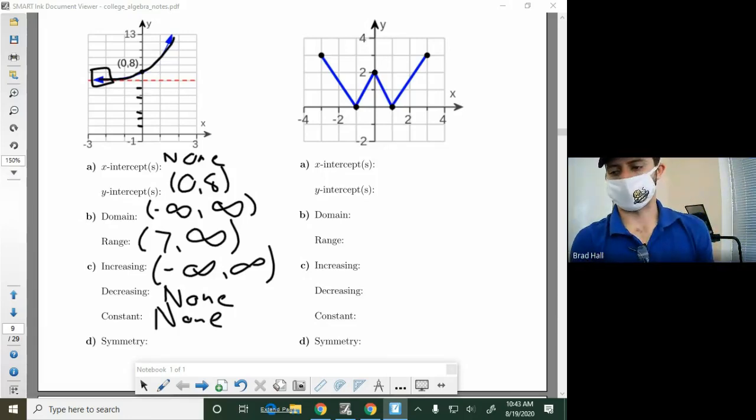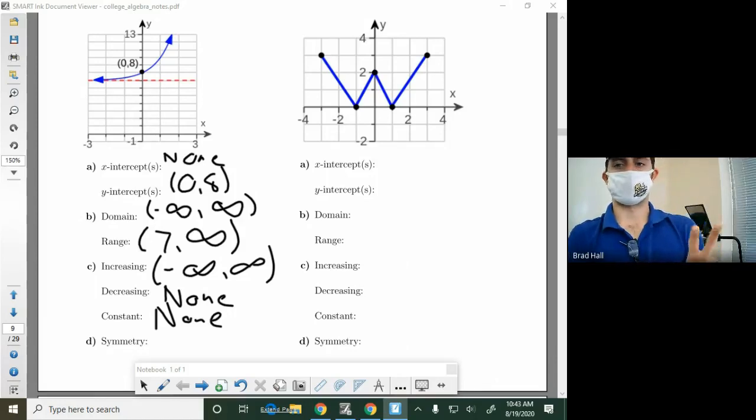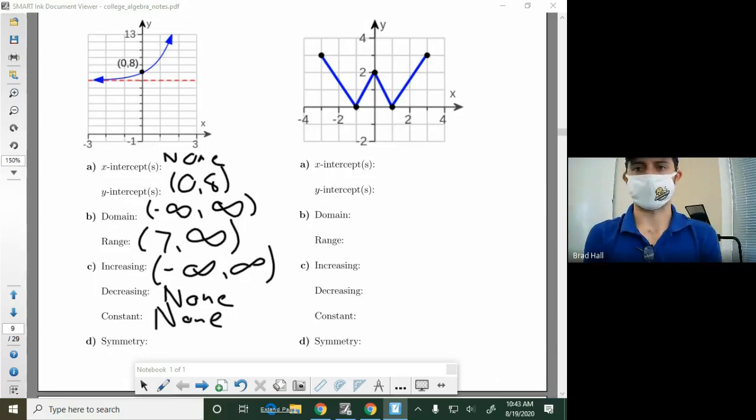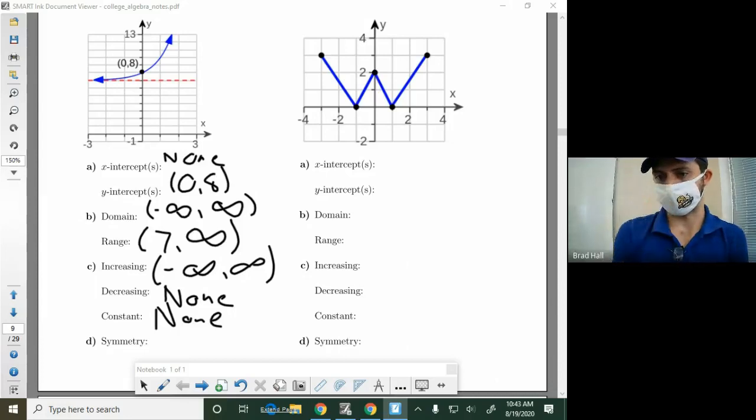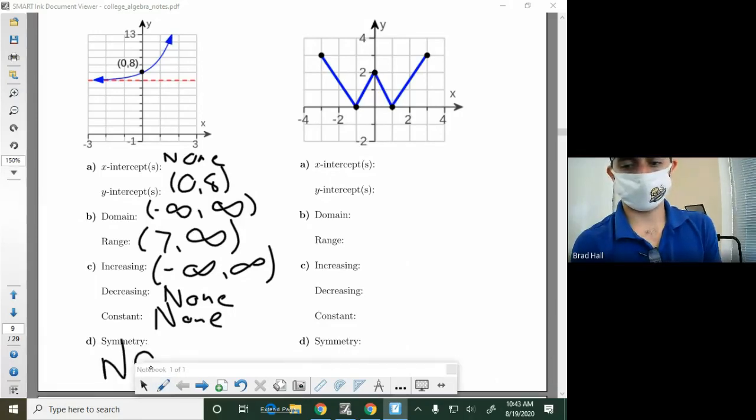Finally, symmetry. I don't really see any symmetry here. If you reflect it across the y-axis, it's not going to be the same. If you reflect it across the x-axis, it's not going to be the same. If you rotate it 180 degrees, it's still not going to be the same. So symmetry is none.